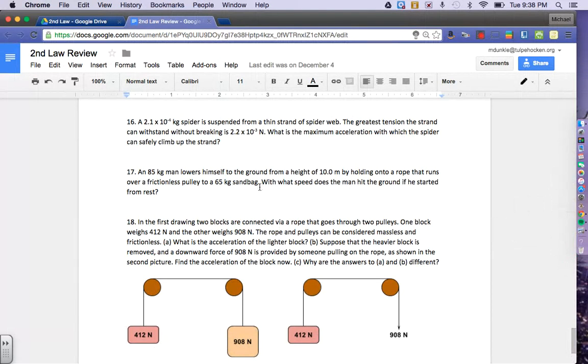So for number 17, an 85 kilogram man lowers himself to the ground from a height of 10 meters by holding onto a rope that runs over a frictionless pulley to a 65 kilogram sandbag. With what speed does the man hit the ground if he starts from rest?